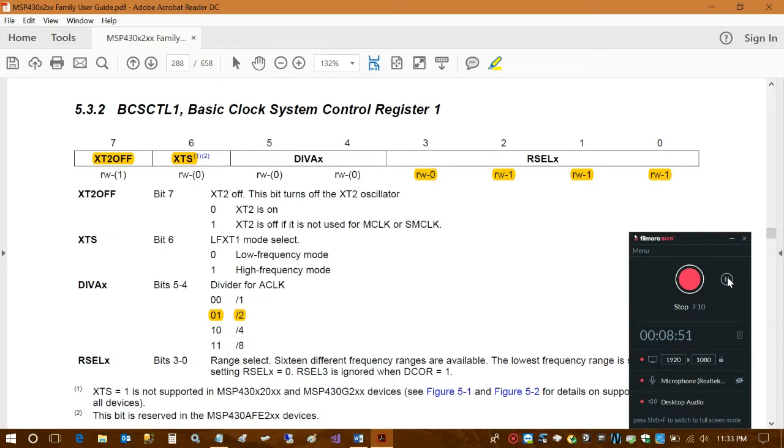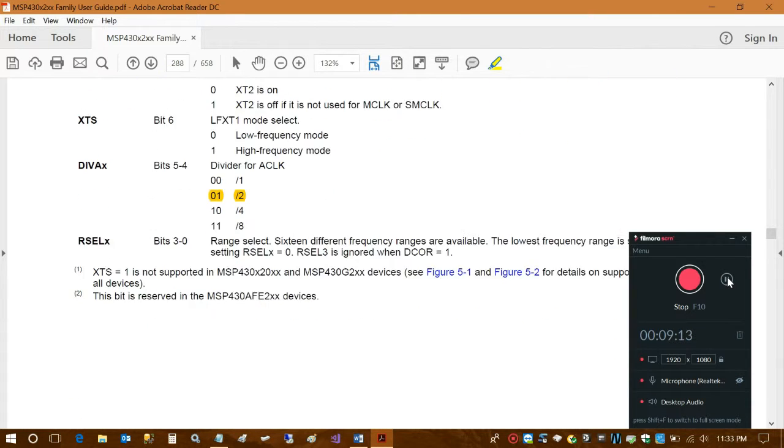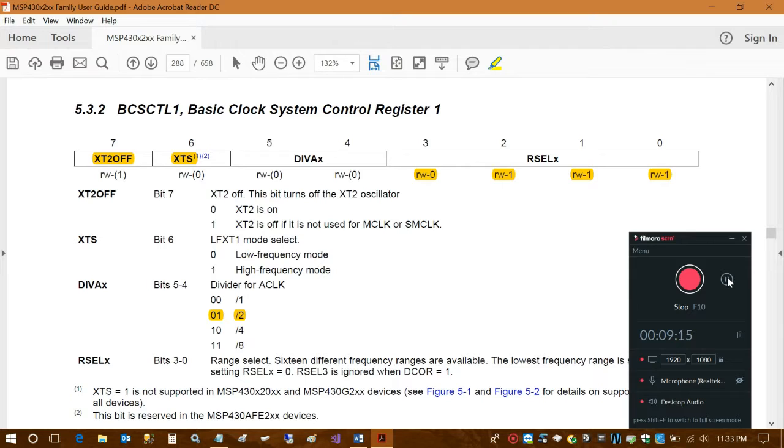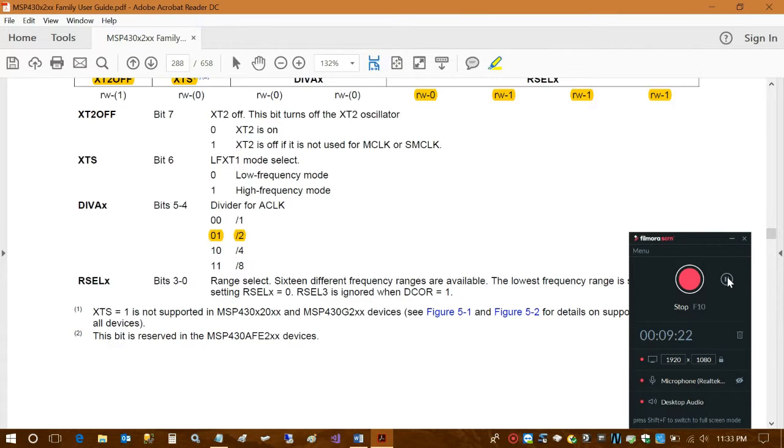So 7 means the middle of the part of the graph. You can refer to my previous session video. So 7 in the RSELX and 3 in the DCOX means that your oscillator, that is the DCO, will be running, or the core of the microcontroller will be running at 1 megahertz speed. So this can always be changed according to your requirement. You can always change this, but the changing has to be done in a particular sequence that I will show you.